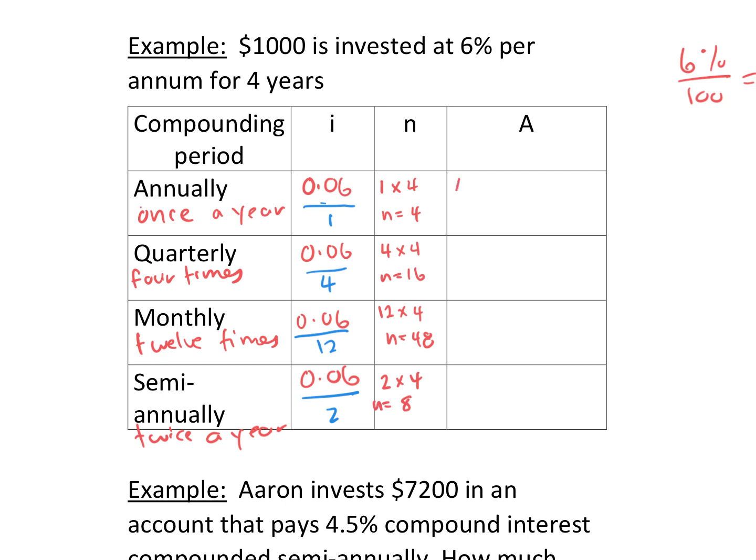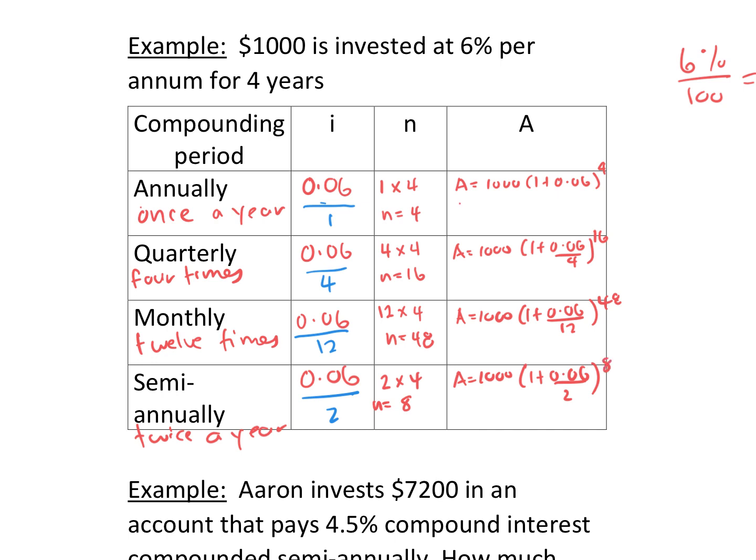When we put this all together, we're investing the same amount of money, $1,000. The interest rate, in the first one, is going to be 0.06 divided by 1. In the second one, it's going to be 0.06 divided by 4. In the third one, it's going to be 0.06 divided by 12 because it's monthly. And finally, the last one will be 0.06 divided by 2 because it's semi-annually. And then N in the first one is 4. In the second one, it's 16. In the third one, it's 48, and in the fourth one, it's 8.